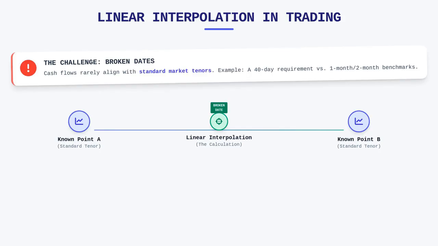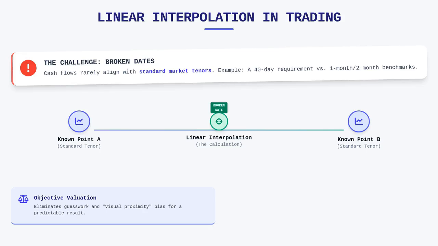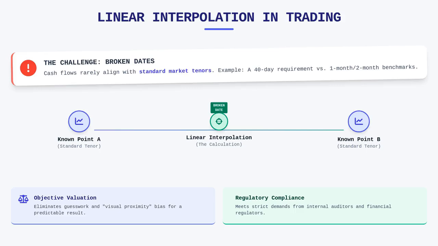Instead, you must apply linear interpolation to define a precise position on the yield curve. This technique assumes that the relationship between two known data points is a straight line, allowing for a predictable and consistent valuation of the instrument in question. Understanding this logic is fundamental because it provides an objective, repeatable methodology that regulators and internal auditors demand during the valuation process of illiquid or bespoke assets.